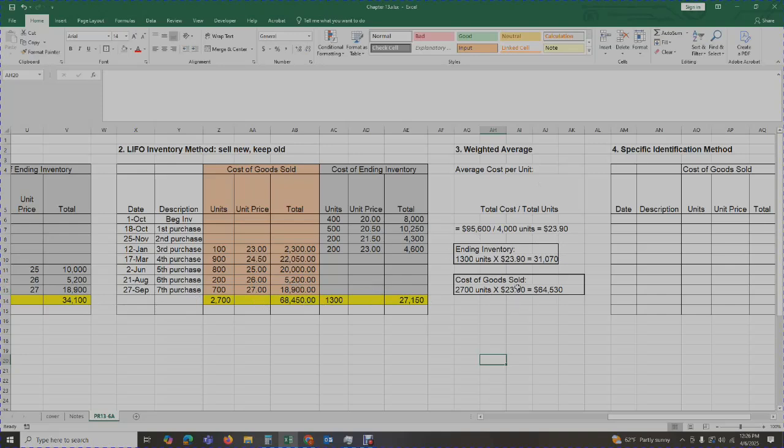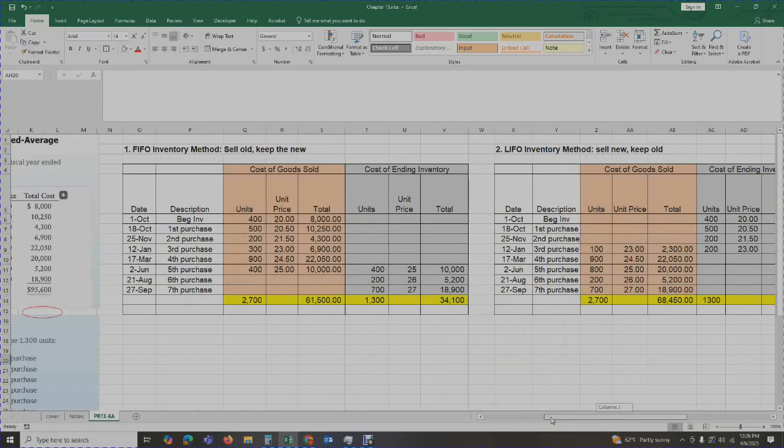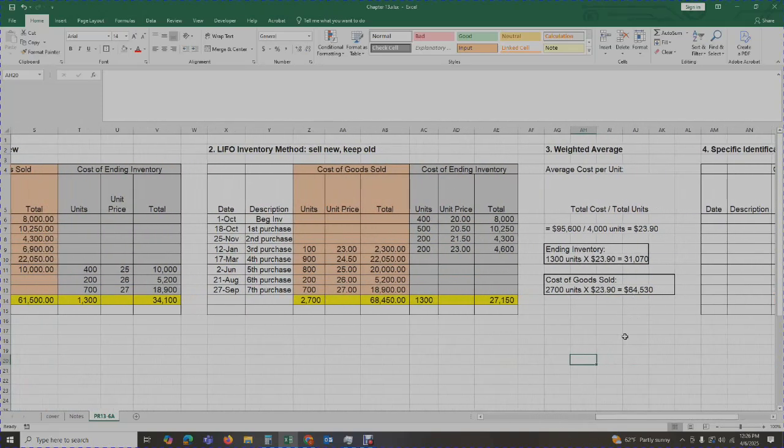Okay, the cost of goods sold is what we sold. We have 2,700 units. So if we compare it, we go from 68,450 to 61,500. This number is in the middle. So it's in the middle of the two. So the weighted average method gives you kind of like a midway or a midpoint. If you don't want to use LIFO or FIFO, weighted average gives you the middle amount.